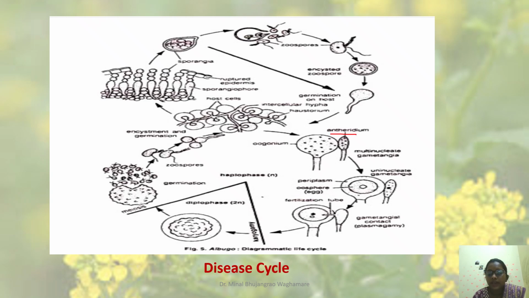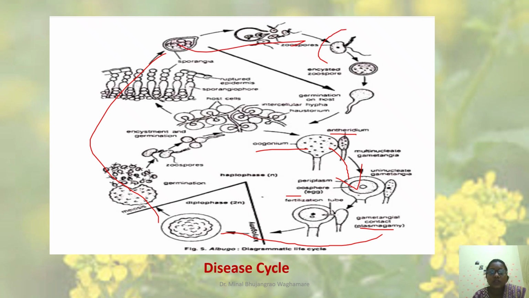Antheridium, that is the male gametangia, and oogonium, the female gametangia, fuse together and lead to the formation of the oosphere. First they form the oosphere, and then due to the gametangial contact, they finally lead to the formation of oospores. Once these oospores undergo germination, they lead to the formation of a sporangium structure, and this sporangium structure after rupturing leads to the zoospores.